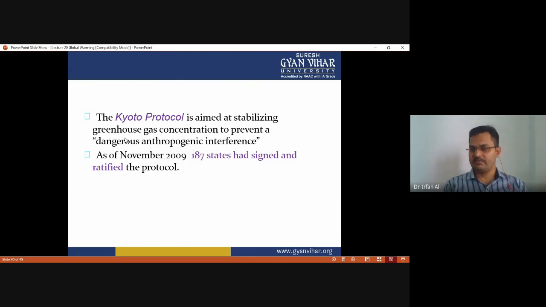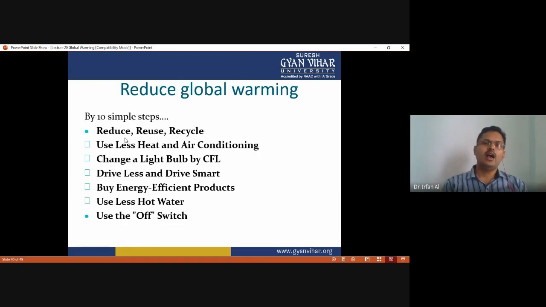As of November 2009, 187 states had signed and ratified the protocol, the Kyoto Protocol, that contributes to decreasing emissions. And how can we reduce global warming? There are 10 simple steps which may contribute to reducing global warming.